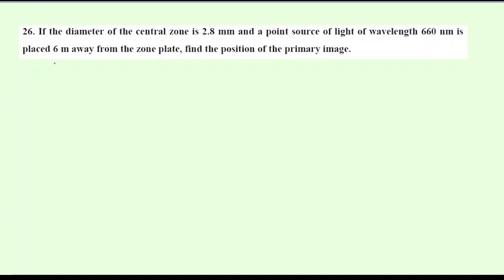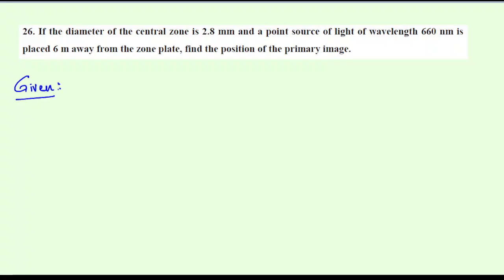students. The question is as follows. If the diameter of the central zone is 2.8 millimeters and a point source of light of wavelength 660 nanometers is placed 6 meters away from the zone plate, find the position of the primary image. Okay, so let's write the given data first.